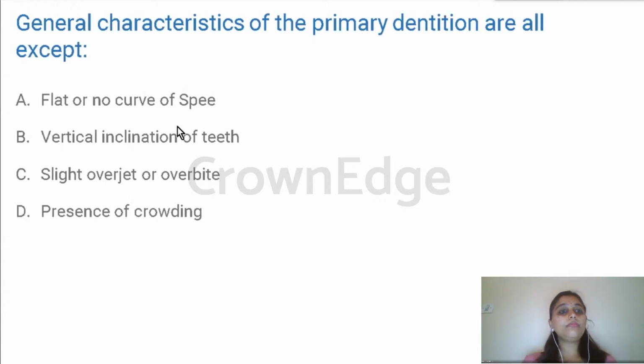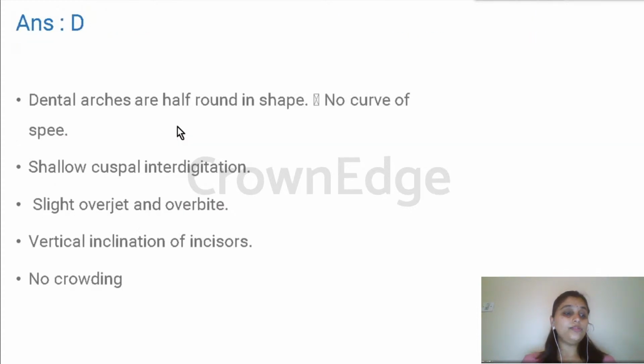Moving on. General characteristics of primary dentition are all except: A. Flat or no curve of Spee. B. Vertical inclination of teeth. C. Slight overjet or overbite. D. Presence of crowding. So the question says which is not a general characteristic of your primary dentition, and the correct answer is the presence of crowding.